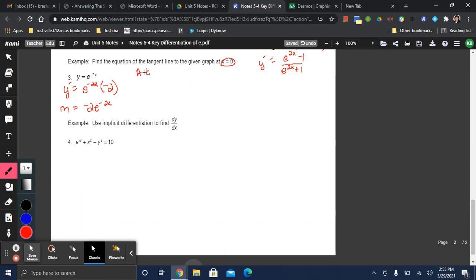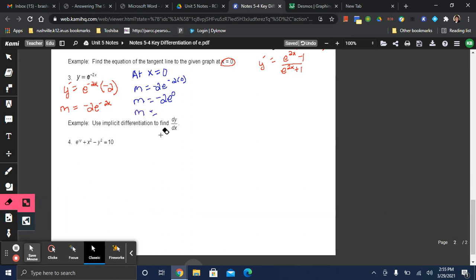So at x equals 0, your slope would equal negative 2e to the negative 2 times 0 power. So that would be negative 2 times e to the 0. E to the 0 is 1. And so negative 2 times 1 will give me negative 2.